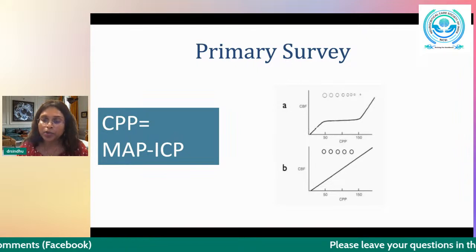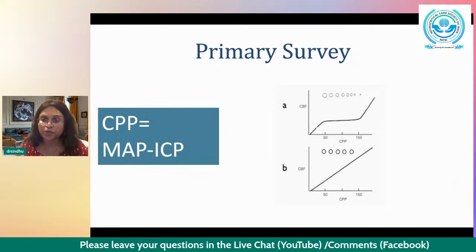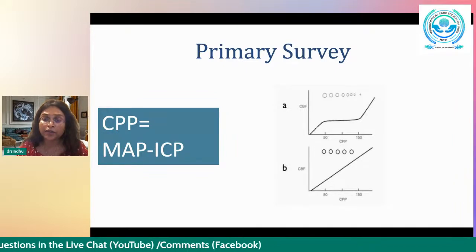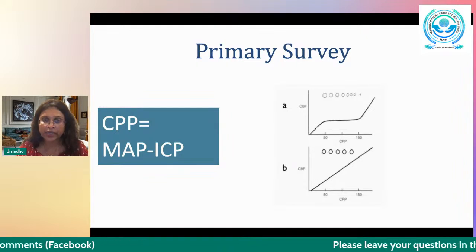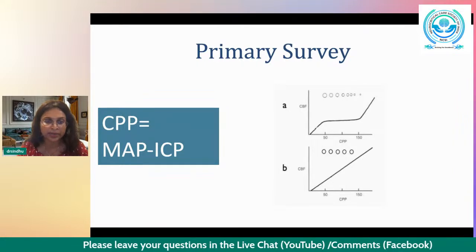So if the cerebral perfusion pressure drops to 50 or below, or if it goes very high, it is pressure passive. That is, if the cerebral perfusion pressure falls, the cerebral blood flow also falls. So that means it is very prudent to maintain the mean arterial pressure at a higher level. At least we have to maintain the cerebral perfusion pressure at 60 millimeters of mercury, 60 to 70 millimeters of mercury.